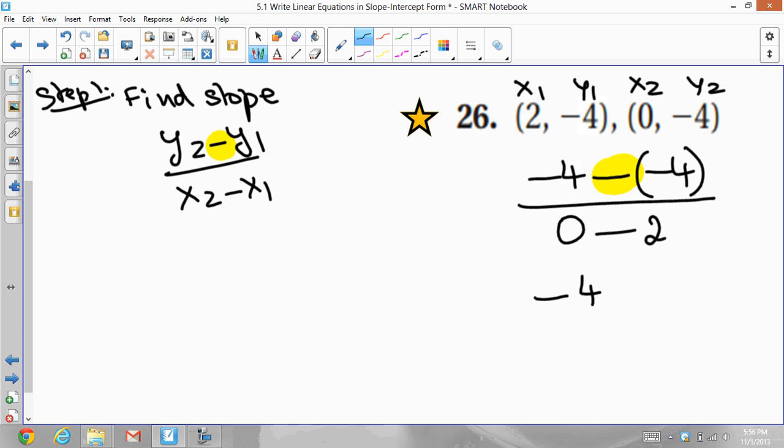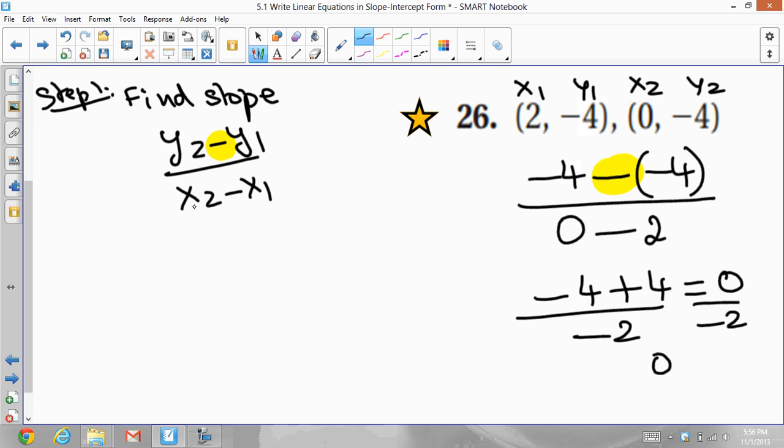So now the numerator is going to be negative 4. Two negatives become a positive, over negative 2. Negative 4 plus 4 is going to give you a 0, divided by negative 2, which gives you a 0. Which basically means your slope in this case is 0. Slope is 0, which is what we got from here. So once you get the slope is 0, let's figure out what the y-intercept is.